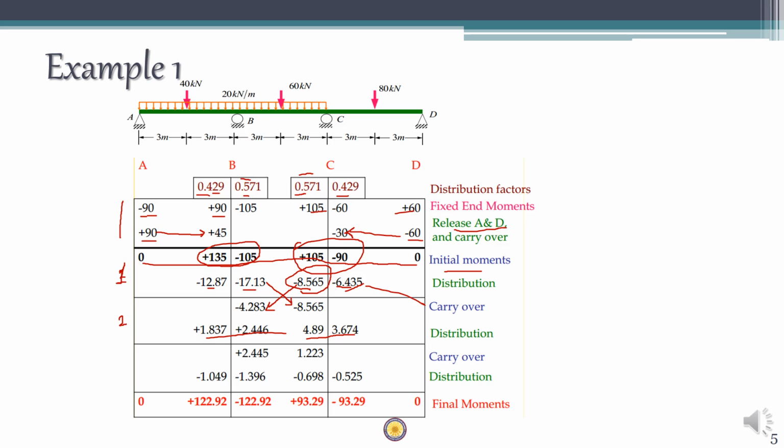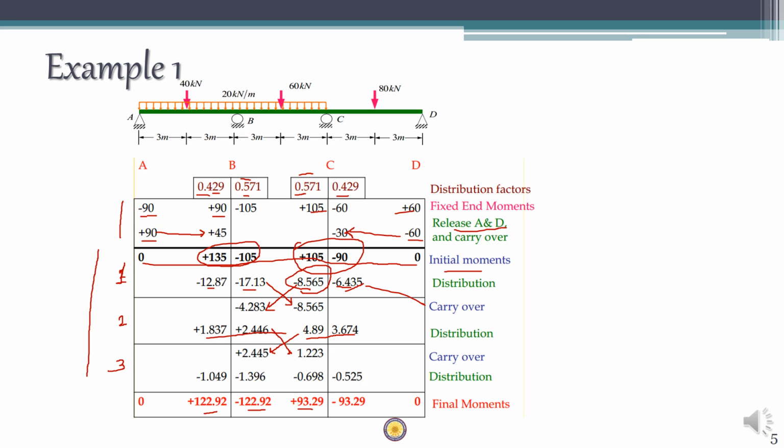Again, we have 4.89 here. Half of this will go here, and half of 2.446 will go here. So again, with the distribution, we have the third iteration. Once all the iterations are completed, you have to start summing from the first iteration to the last iteration, so you get the values of the final end moments.